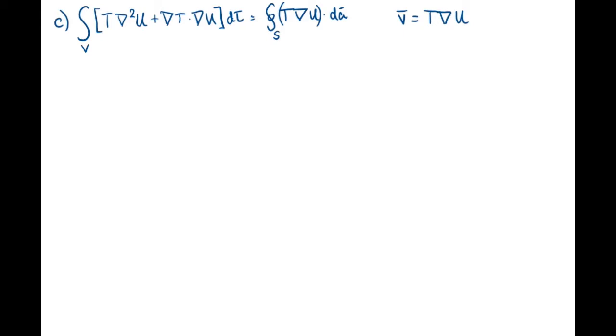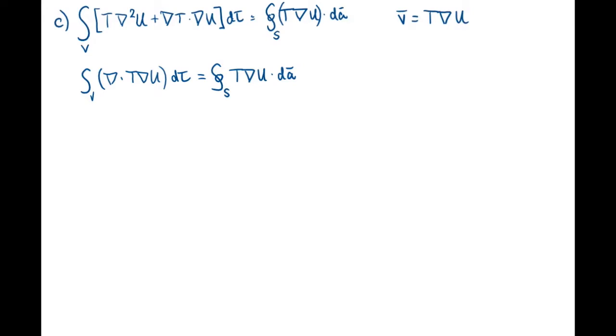The gradient of u is a vector, so v is a vector. Plugging that in gives us that the integral of the gradient of our vector v over a volume is equal to the surface integral over a closed surface of our vector dotted with dA. So the right-hand side is finished.